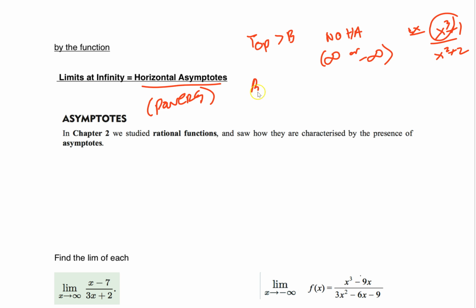Now what if the bottom power is bigger? So it's like x plus 1 over x squared plus 3. Bottom is bigger. That's y equals 0. Or for us, the limit equals 0.